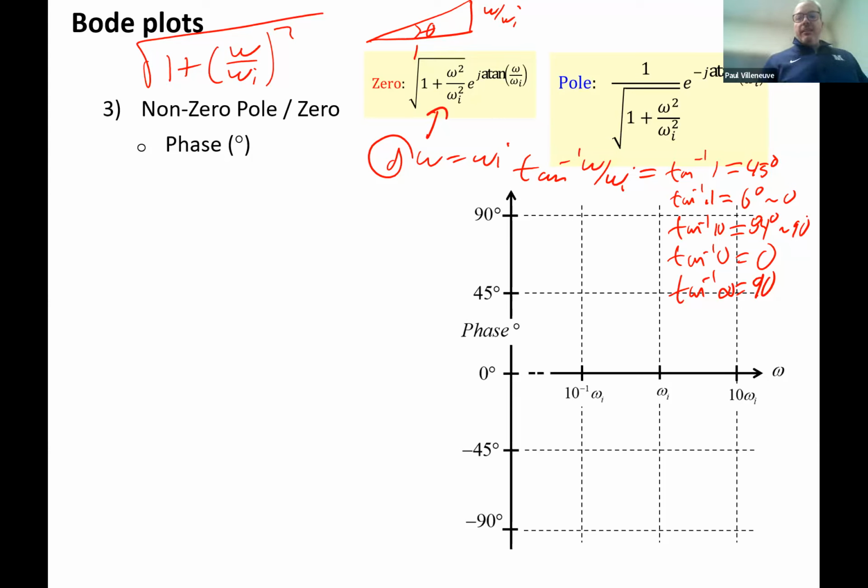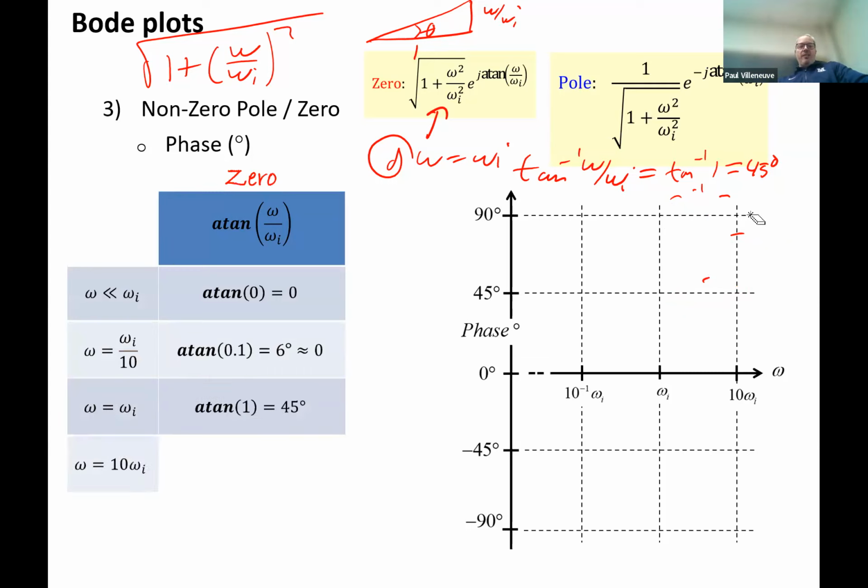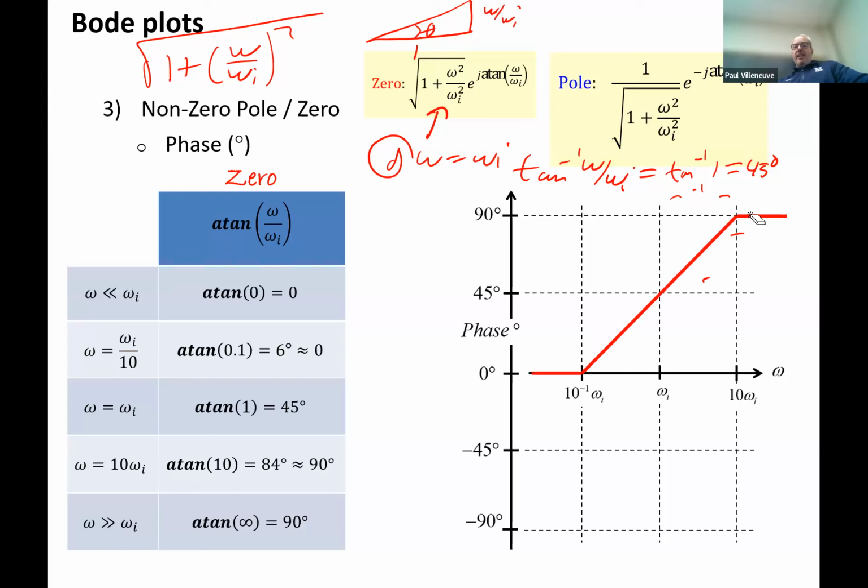So let's take a look. Let me erase this out of here so we can actually see the plots. So here's our value. It's equal to 0. We said it's about 6 degrees. So we'll say that's close enough to 1 because we're doing approximation. Over here, it's 45 degrees. When it's a 10th, 84 degrees, we'll call that close enough to 90. When it's much, much greater, we say it's 90.